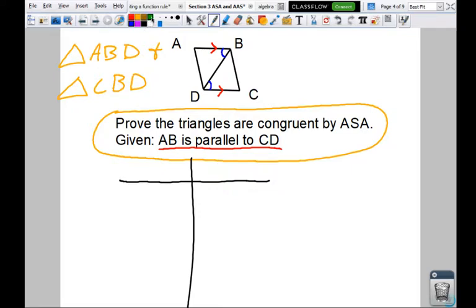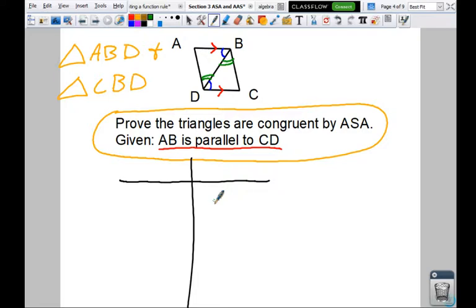And then I'll give you another little hint. What kind of angles are this one and this one? Those two in the green. What kind of angles are those? They're also alternate interior, which means they're also congruent. So let's see if that helps you out a little bit.